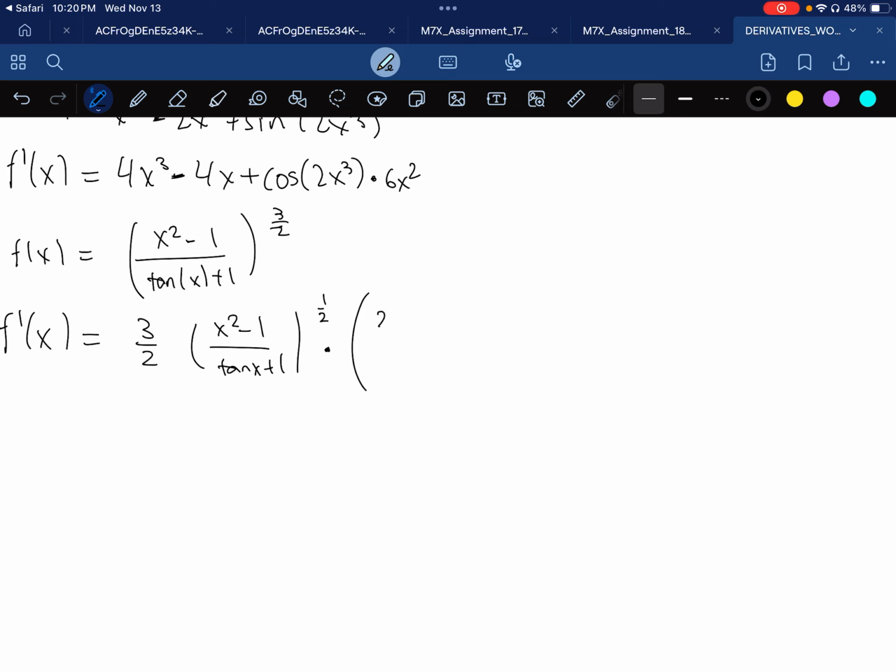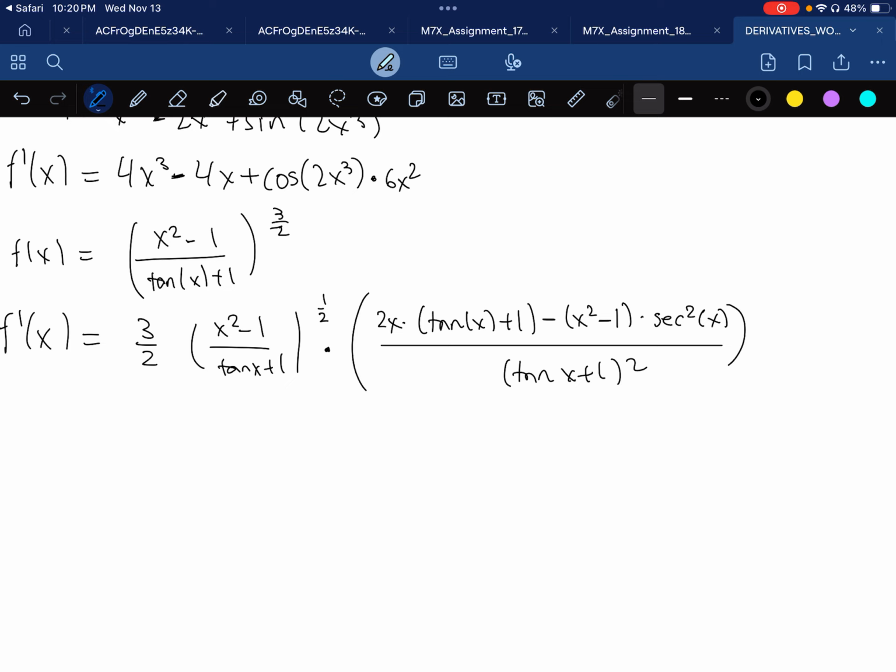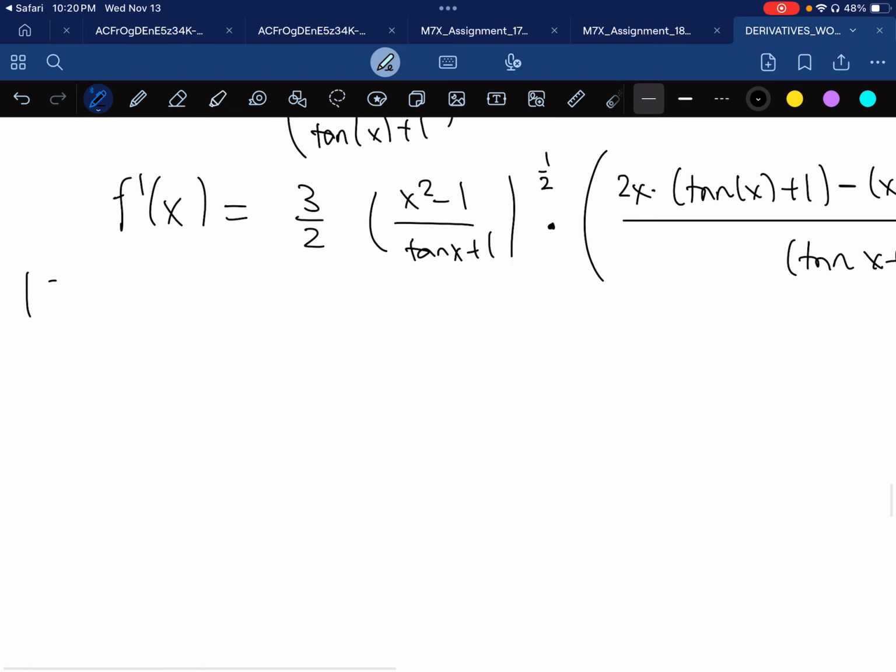The derivative of the numerator is just 2x. The denominator is tangent of x plus 1, minus the numerator, x squared minus 1, times the derivative of the denominator: 1 becomes 0, and tangent of x becomes secant squared of x. So it's nothing crazy, and just the denominator squared. See, nothing too crazy. Problem 18.